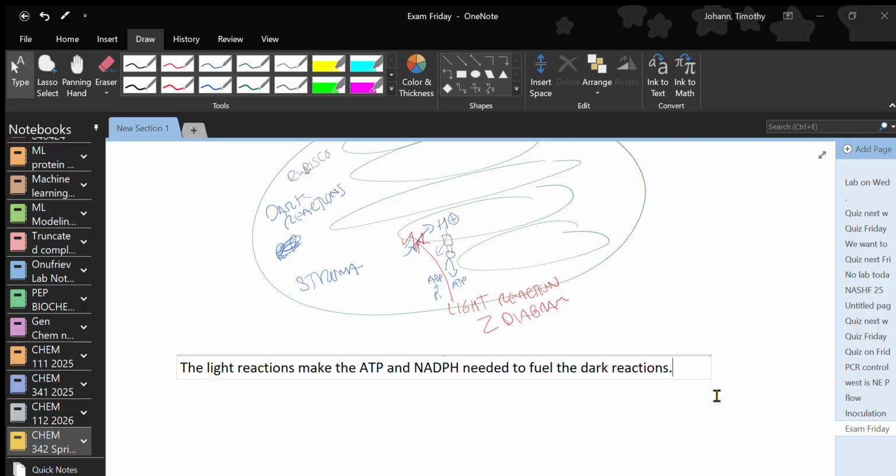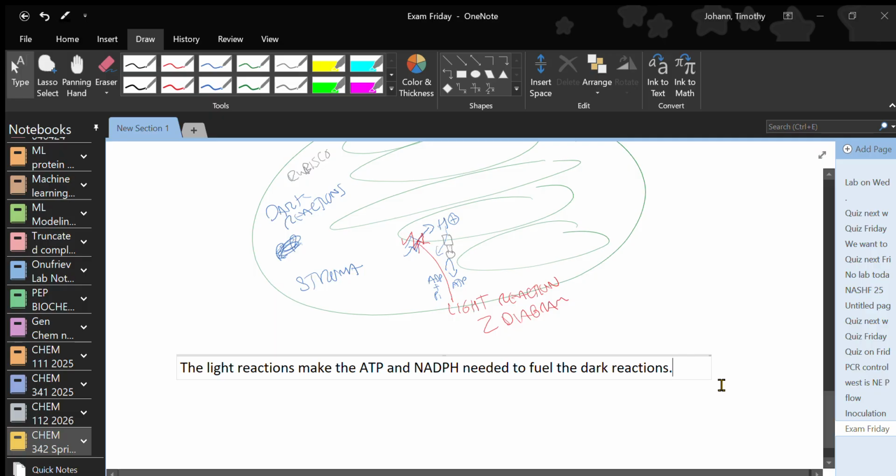Yes? Can we look at the whole Z diagram again? Talk about what NADPH does. Right. Before I go look at that diagram, anybody have more questions about these? Okay.